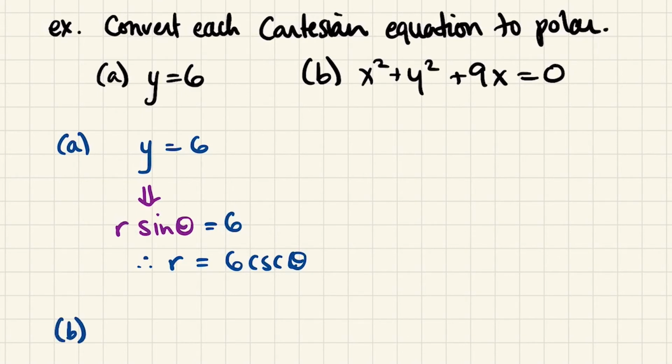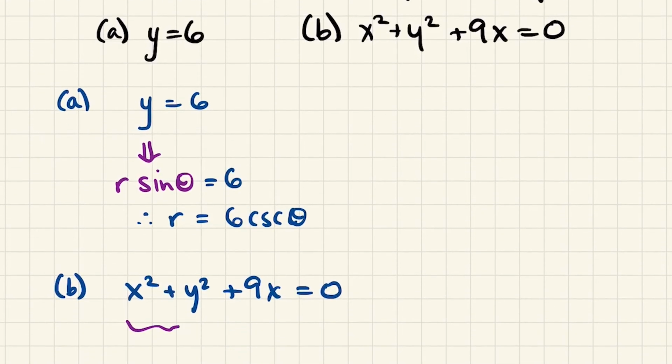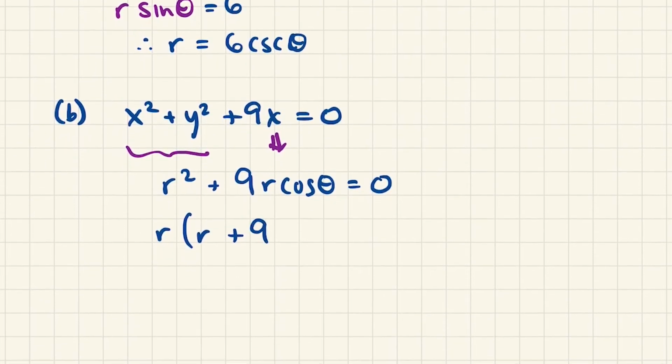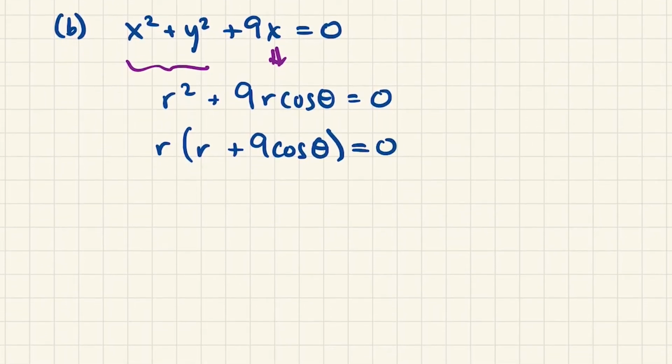And for part B, we have x squared plus y squared plus 9x is equal to 0. Well, we know that x squared plus y squared is equal to r squared, and x is equal to r cosine theta. Okay, so this is our equation in polar form. Now let's see if we can isolate r. We can certainly factor r. We get r times (r plus 9 cosine theta) equaling 0.